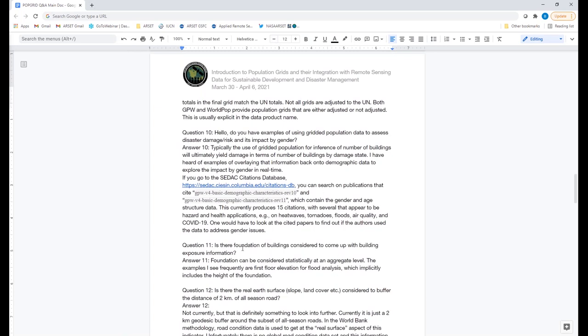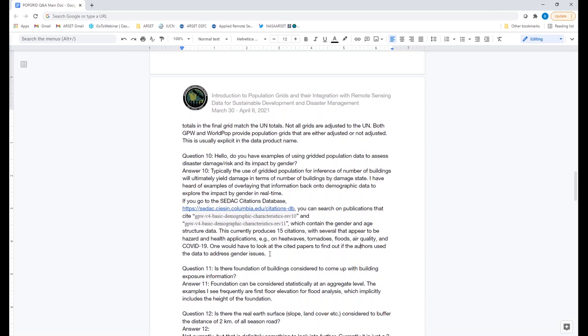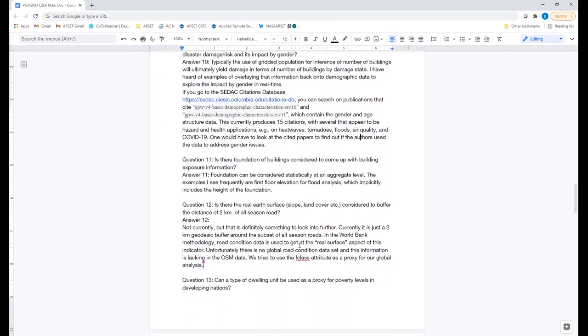The database doesn't contain the full paper. It only contains the titles and basic citation information. But reading it, there are four or five papers that specifically mention heat waves, tornadoes, floods, air quality, and COVID. I don't know if the papers actually look at gender. You'd have to read them. But at least it gives you a starting point to find out if anybody has actually done a detailed analysis of gender using these disaggregated population data.